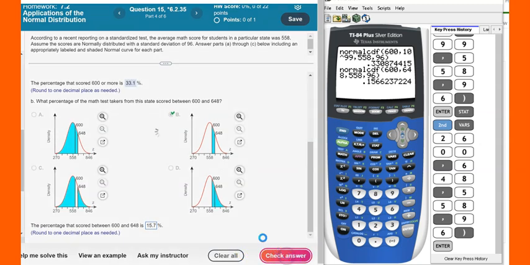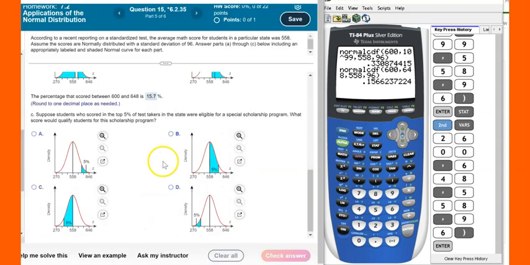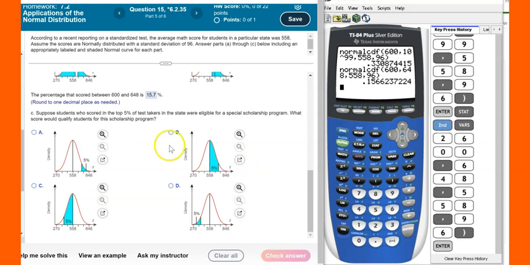Okay, all right. Then you get the next question here. Suppose students who score in the top 5% in the state were eligible for the special scholarship program. What score would qualify the students for the scholarship program? Here, in this case, we are looking for the score, not the area.